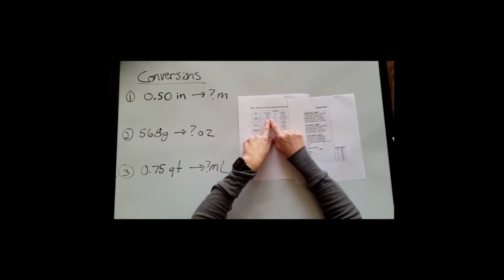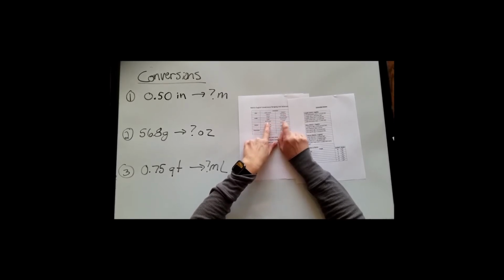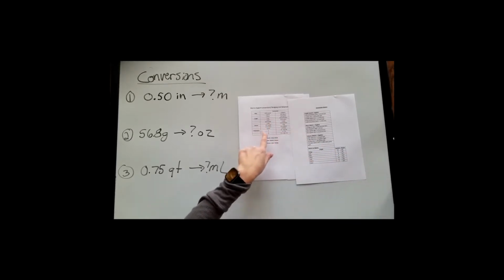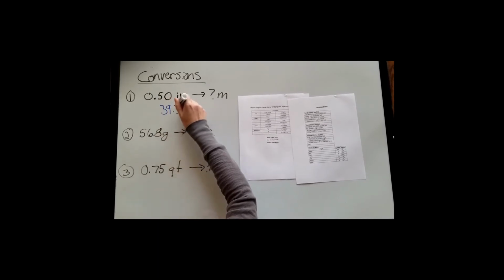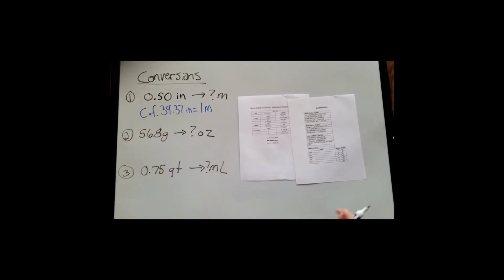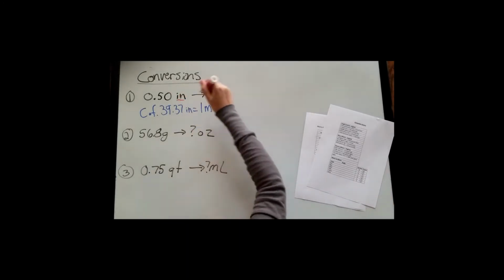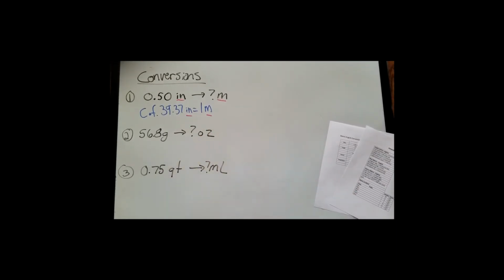I have a conversion factor where 1 inch is equal to 2.54 centimeters, and another one where 39.37 inches is equal to 1 meter. Let me write that one down, because this one, 39.37 inches is equal to 1 meter, is my conversion factor. Why did I choose this one? Well, because it's going between inches and meters, and that's exactly what I'm trying to do here. So this is the most direct conversion factor.